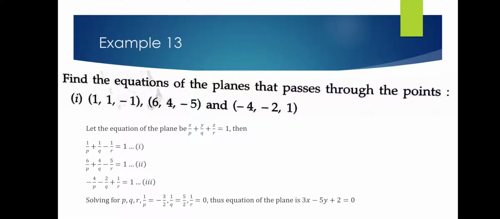And now you just go on manipulating. That gives you 3x minus 5y plus 2 equals 0. Now you may ask me, isn't this the equation of a line? Obviously this is not the equation of a line, given that z is 0. If I write this, then it becomes the equation of a line. But if I don't write that z is 0, then it still remains the equation of a plane. Clear?